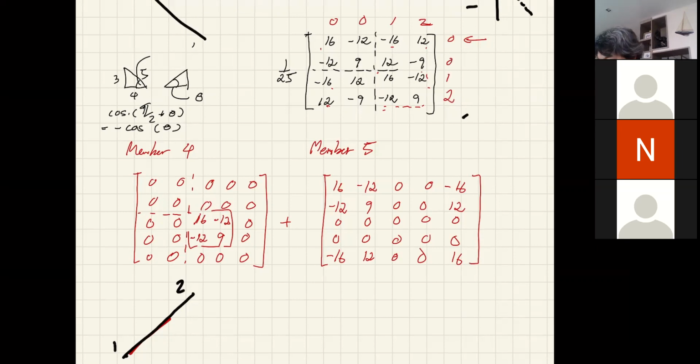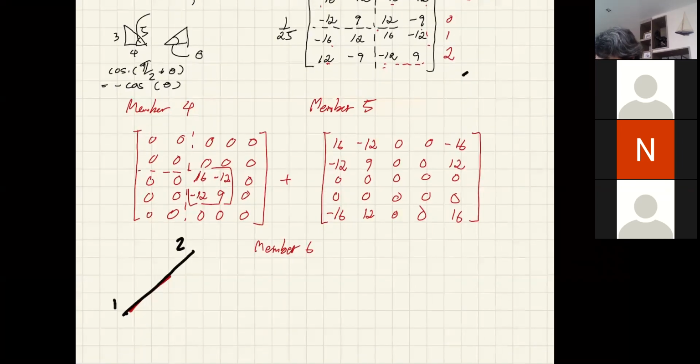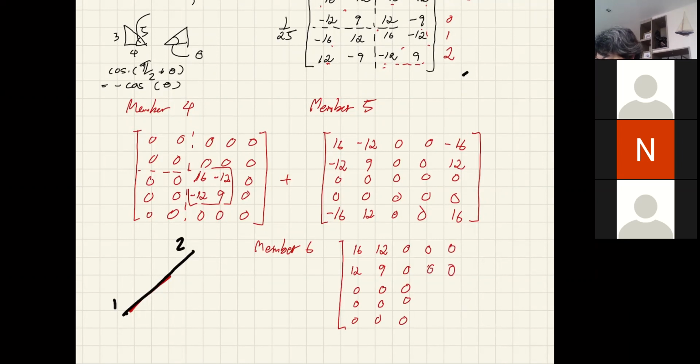So for member 6, we are going to have, now it should be all positive, right? Because sine, cosine are positive. So the submatrix in this quadrant should be positive. So using 0012, I can now have 16, 12, 12, and then 9. The rest is 0. You know, it's like playing games, really. You should have fun doing this.